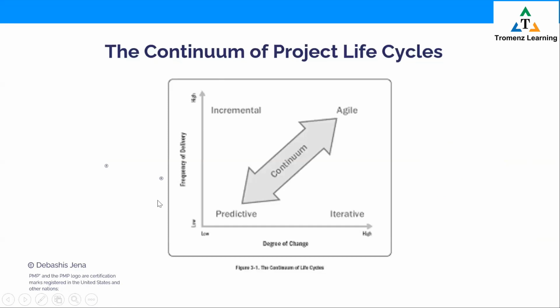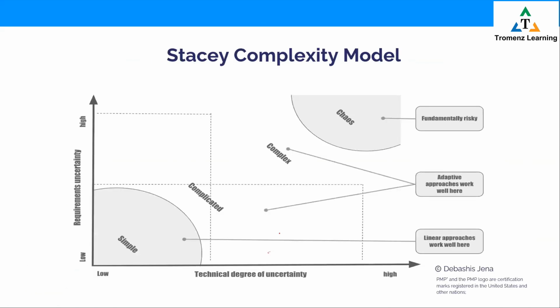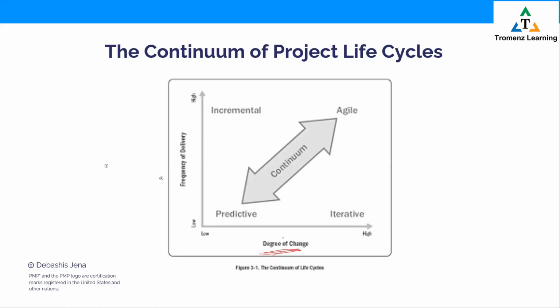So the continuum of life cycle, we get this one way to visualize. What would be the right life cycle? The x-axis is degree of change. Change to requirement, how volatile the requirements are. And the frequency of delivery. How frequently are you going to release? So if the project has frequency of delivery where we're just going to deliver once at the end of the project, no frequent releases, and degree of change, minimal changes, we have rigid scope available, not much of change, then which life cycle is suitable? Go for predictive.